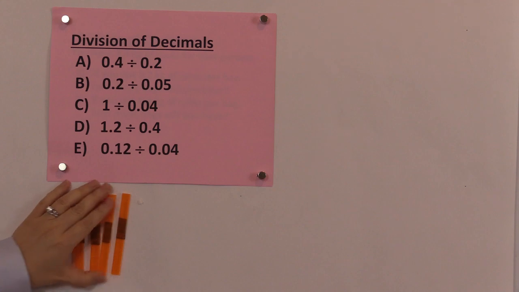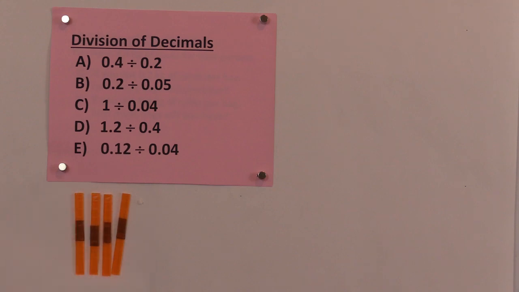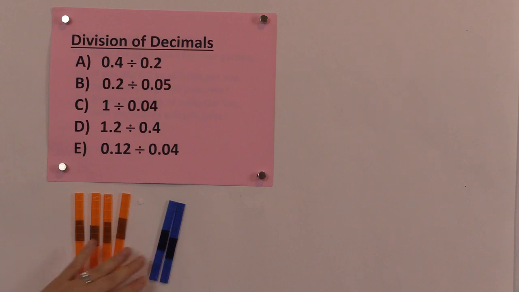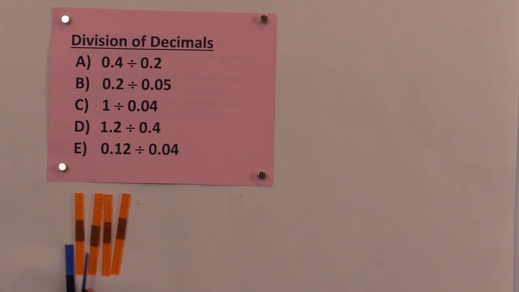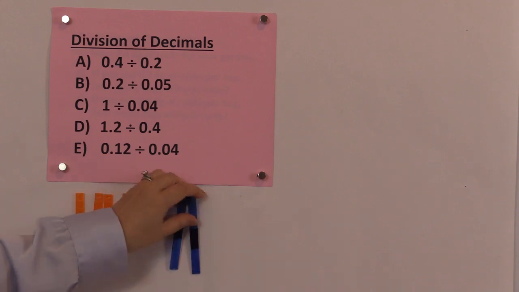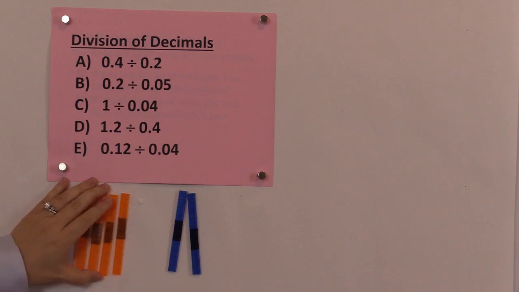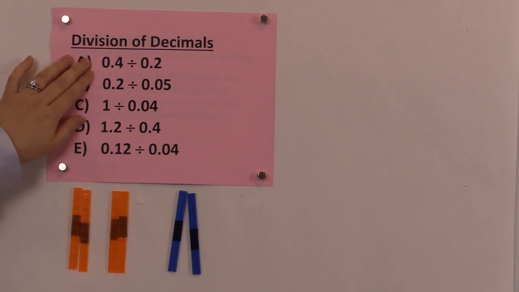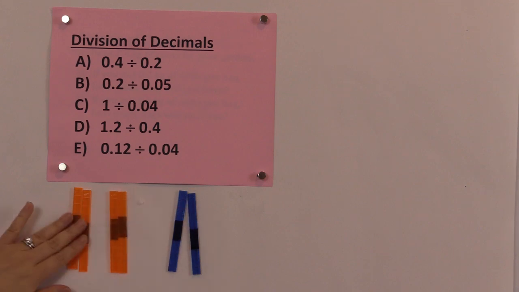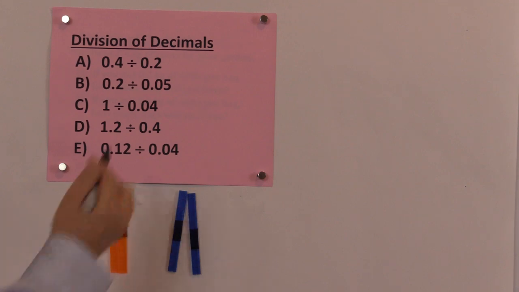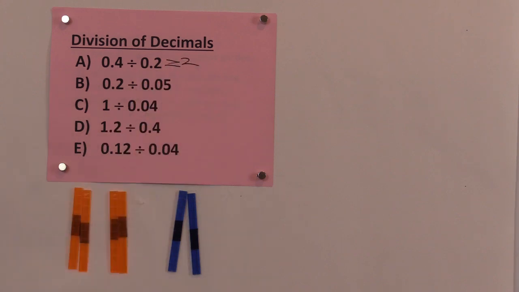So I have 4 tenths. And I want to know how many groups of 2 tenths can fit into 4 tenths. So this is 2 tenths. So I want to know how many times 2 tenths can fit into 4 tenths. How many times? 1, 2. So how many groups of 2 tenths are in my 4 tenths? 1 and 2. So my answer for that is 2. Does it make sense? You can also use paper too. I'm going to show you a couple problems with the paper.